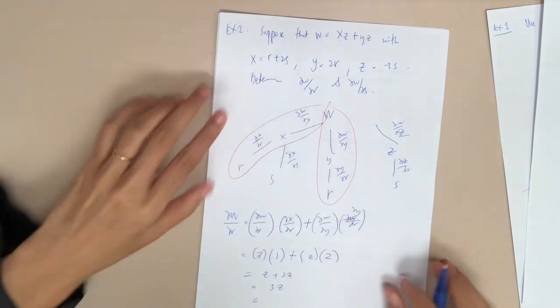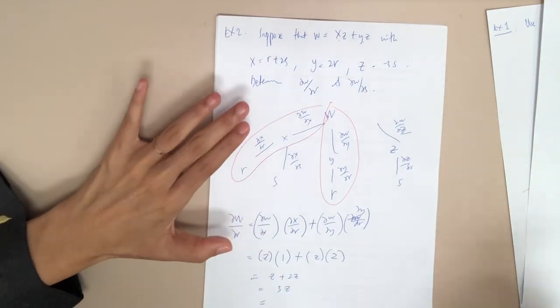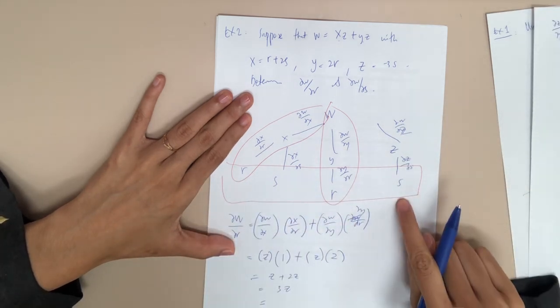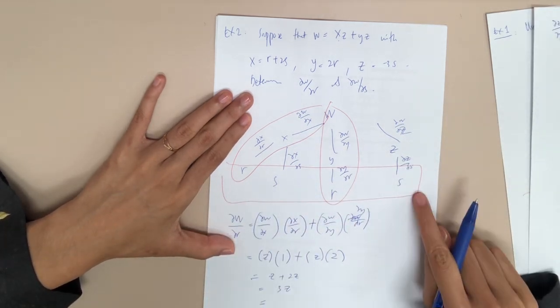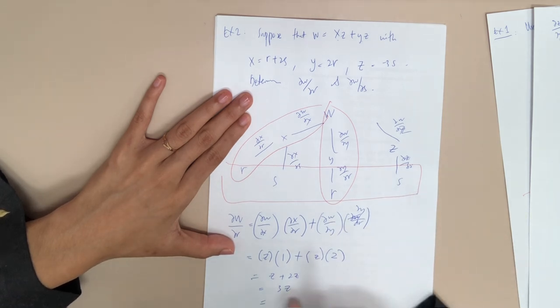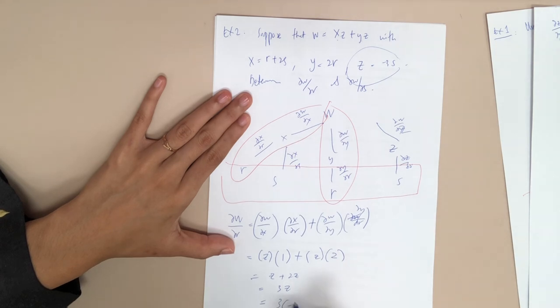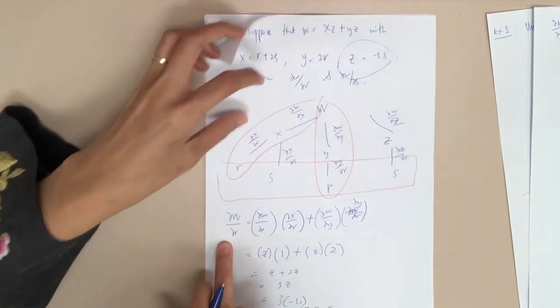And like I said before, your final answer must consist of the last variables only that appear in your tree diagram, which is r and s. So it means that z cannot be here. Z cannot appear here. What we do is just replace z with the equation given here. So 3z equals 3 times negative 3s. So the final answer will be negative 9s for dw/dr.